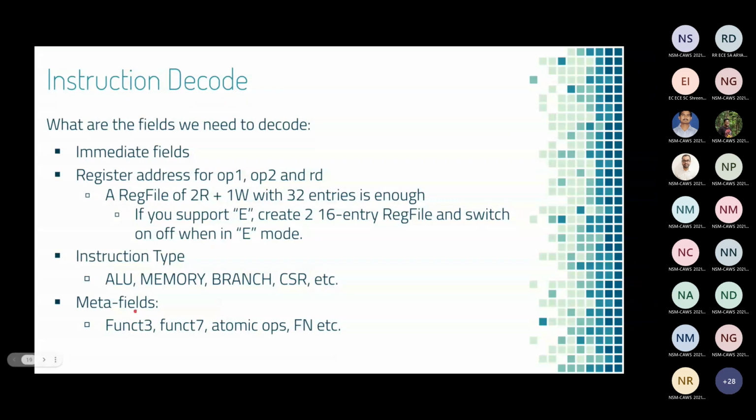We also extract some of the meta fields, like what are the func3, func7, because the decoding of this will happen in the execute stage, right? When you say this is an ALU operation with this func3, the ALU will use the func3 to decide whether it's going to be an add or a subtract or what operations.